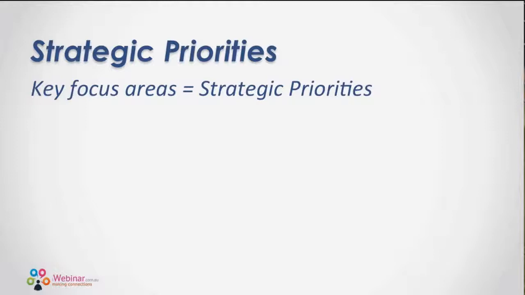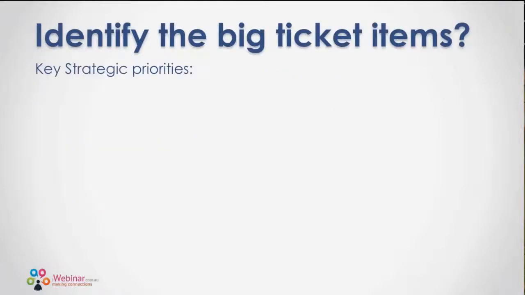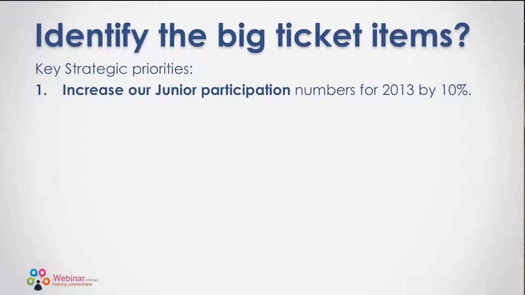When we look at those areas that we talked about before in the poll and the strategic priorities for sport, they tend to fit into two major categories. One's about growing our sport, and the other one's about developing our business. So we look at some of these as examples.